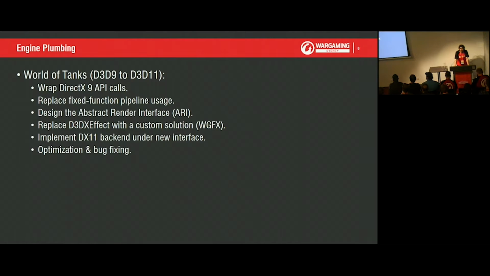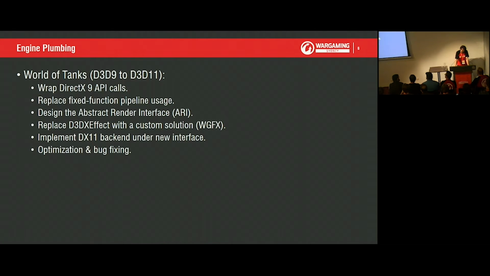So what was the process that we'd done? First off, there wasn't an abstraction layer, so we opted to just wrap the DX9 API calls, just one-to-one mapping as a first pass step. That just made it a bit easier to isolate everything first. We replaced all of the fixed function pipeline usage with basically shader replacements. Then we started to work on designing the abstract render interface to basically replace the wrapping that we'd done.